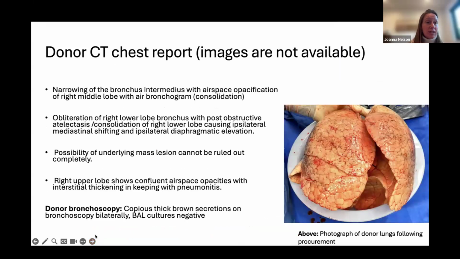Okay, so the donor CT chest report reads with some abnormalities. There was narrowing of the bronchus intermedius with airspace opacification of the right middle lobe, consistent with a consolidation. There was some obliteration of the right lower lobe bronchus with some post-obstructive atelectasis or consolidation, with some mediastinal shifting, consistent with possibility of an underlying mass lesion, couldn't be ruled out completely. And then the right upper lobe showed some confluent airspace opacities with interstitial thickening in keeping with pneumonitis. The donor did have a bronchoscopy which showed copious thick brown secretions bilaterally, and the BAL cultures were negative.